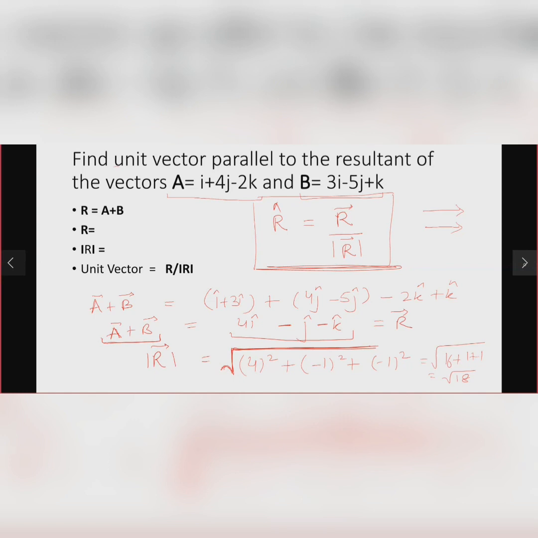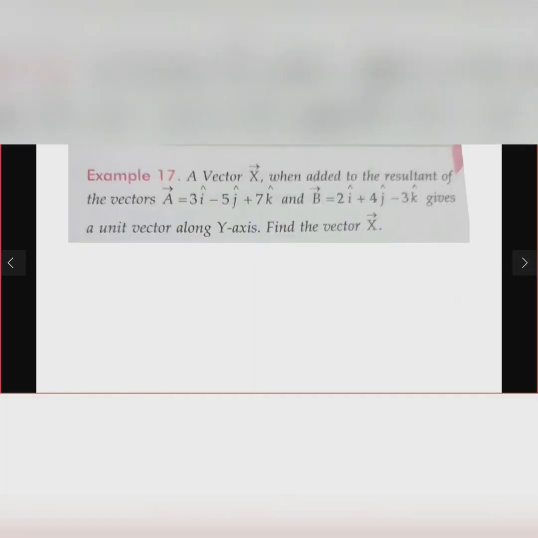Next is a vector x which, when added to the resultant of vectors A and B, gives a unit vector along the y-axis. You have to find the vector x. First tell me, what would be a unit vector along the y-axis? J cap. A unit vector along the y-axis is simply j hat or j cap.